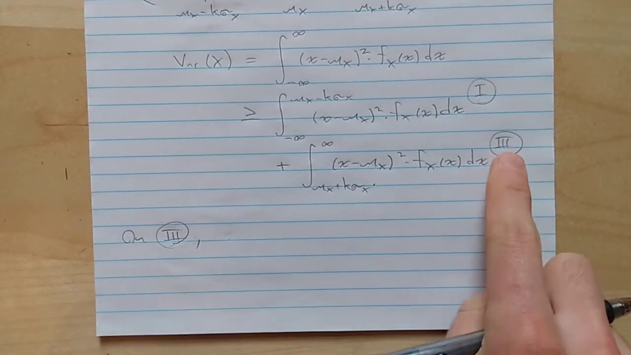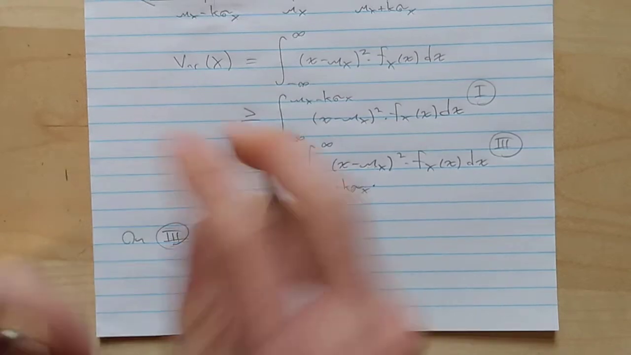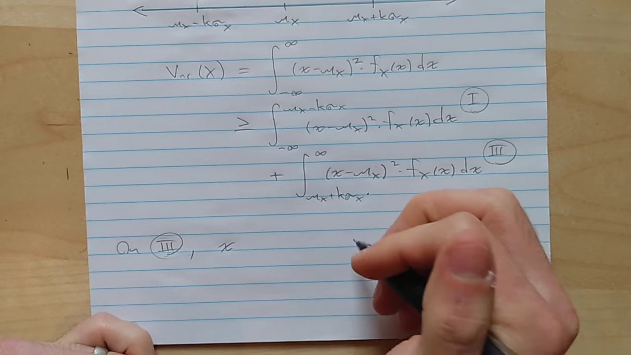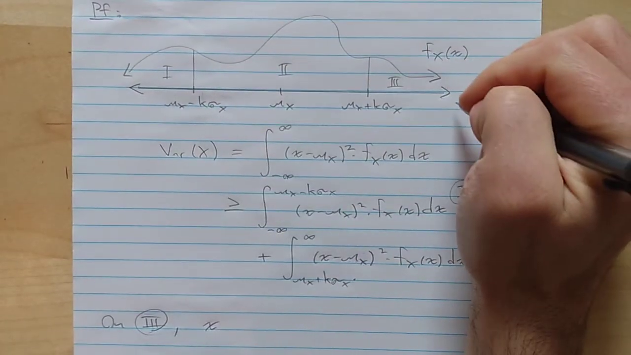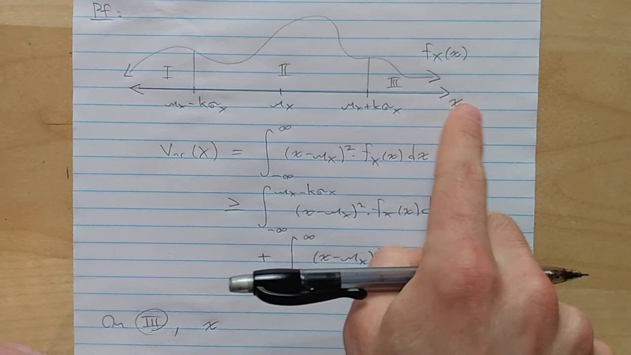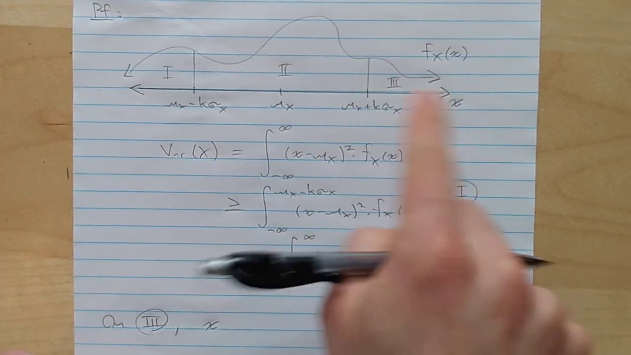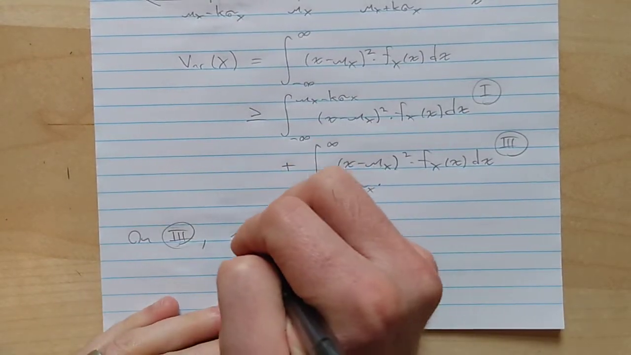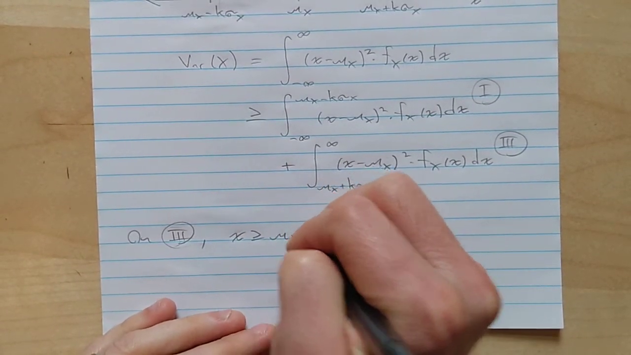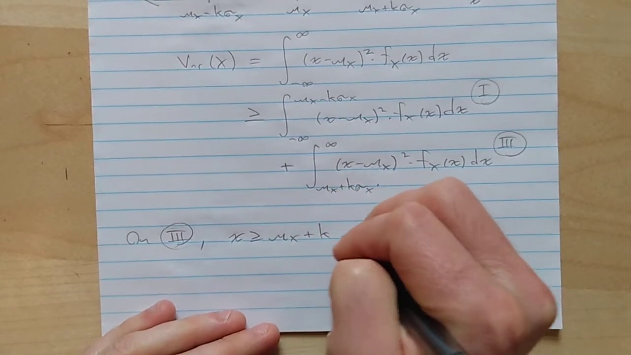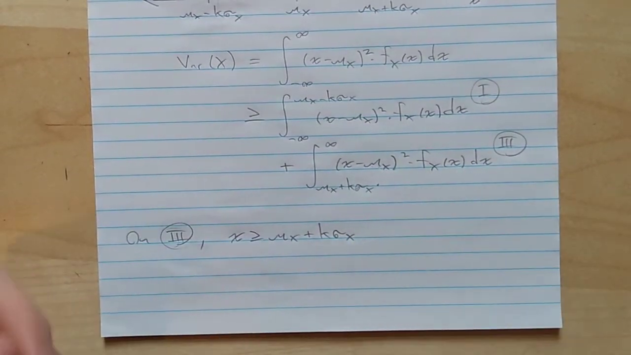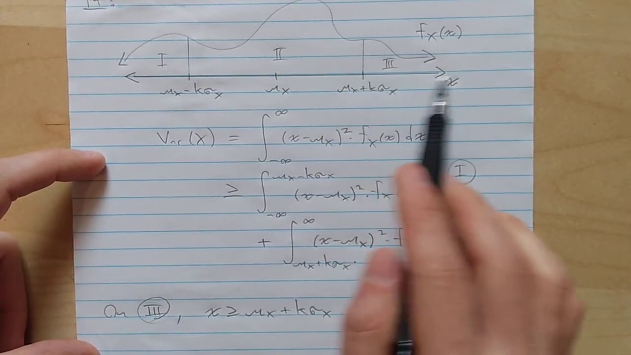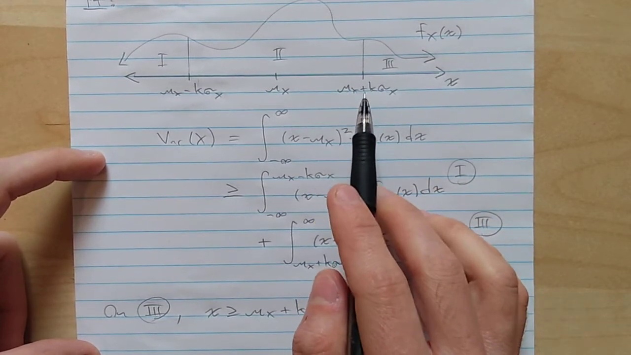On region number 3 here, the value of little x, our variable on the real number line. You can see that, yeah, little x, that's my variable right here. The value of this variable on the real number line has got to be bigger than or equal to mu x plus k sigma x, okay? Because I'm in this region right here. So the value of little x has got to be bigger than or equal to mu x plus k sigma x.